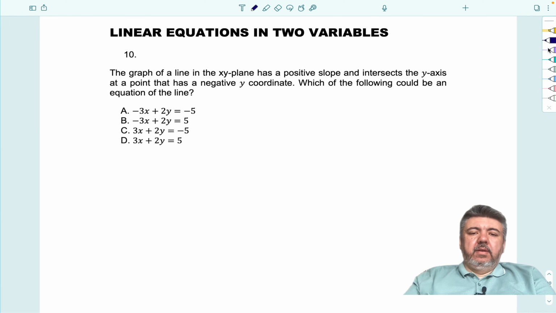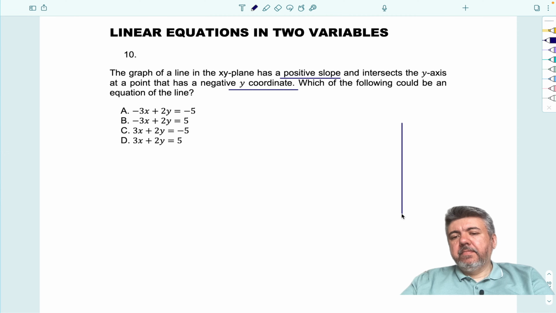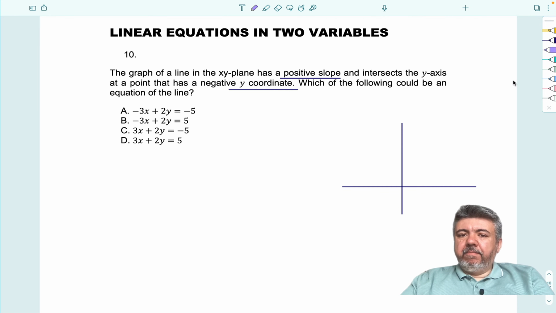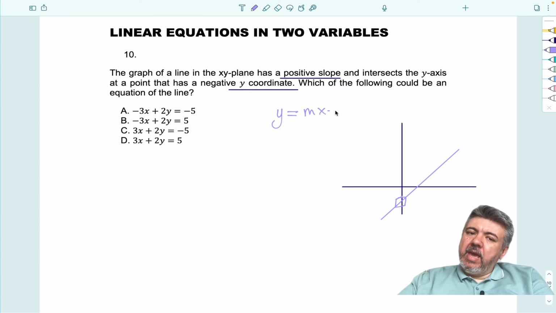Question 10. The graph of a line in the xy plane has a positive slope and intersects the y-axis at a point that has a negative y coordinate. So we are expecting something like this. It's not that important to know the graph itself, but a positive slope with negative y-intercept. That means we will have y equals mx plus n, where m is positive and n is negative.